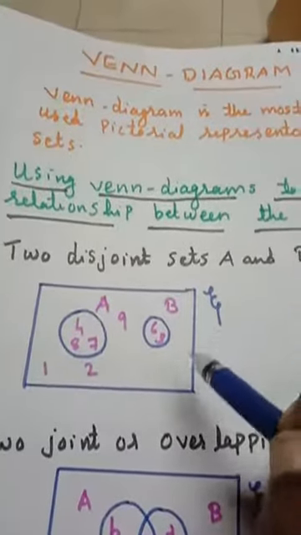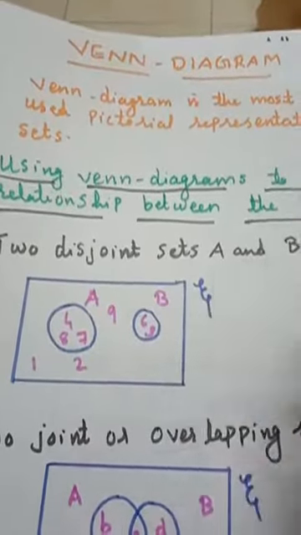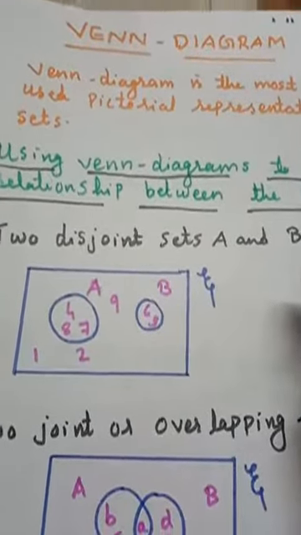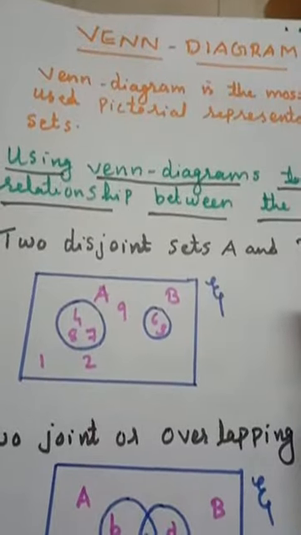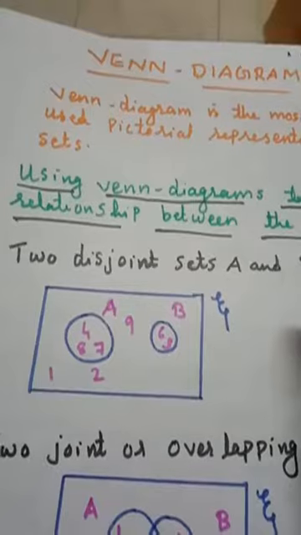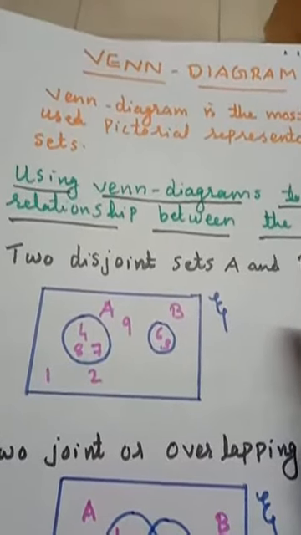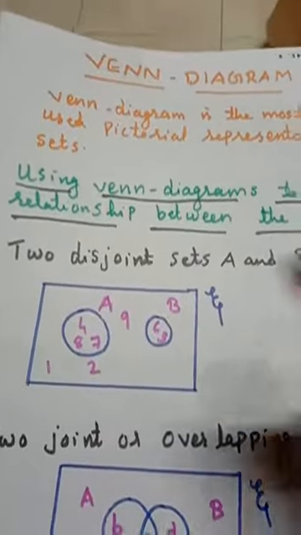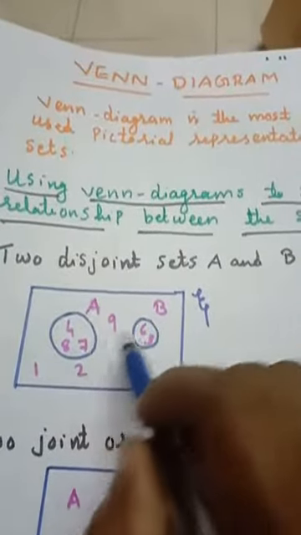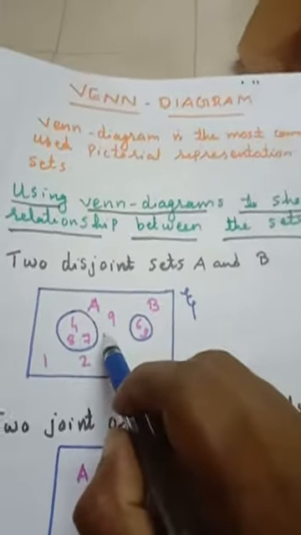So this rectangle is universal set, and inside the universal set we mark A and B. What do you mean by universal set? Universal set means it is the set under consideration. So every set is inside the universal set. Two disjoint sets means we can mark A, B with no relation between them. Disjoint means no common element between them.